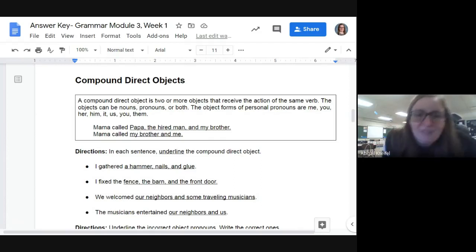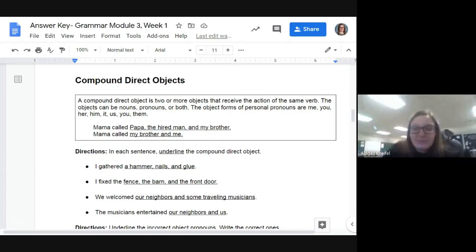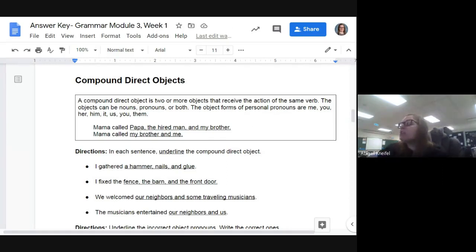All right. Anyways, so compound direct objects. It's just two or more direct objects. So it's the exact same thing as what we were doing, but instead it's more than one. That's it, okay? So in each sentence, you're underlining the compound direct object. So I gathered. What was gathered? A hammer, nails, and glue. So all three of those are underlined.